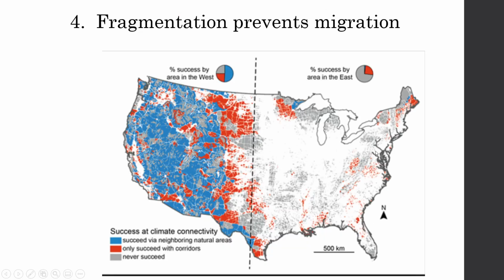We also then start getting fragmentation, right? So fragmentation can actually prevent migration. So this is looking at climate connectivity. Succeed via neighborhood natural areas, only succeed with corridors, and never succeed. And these are migration of animals. If they can't migrate, then they're not going to do well. So we can see in the west where there is less urbanization, we have a lot more open area here. There's more success. There's less success in land in the east.